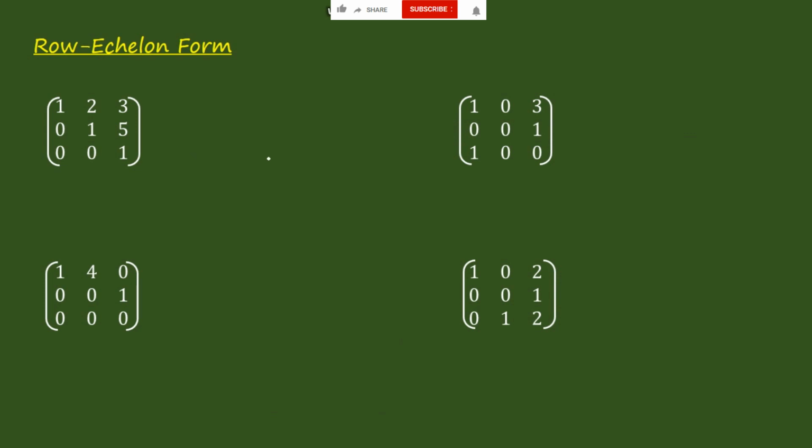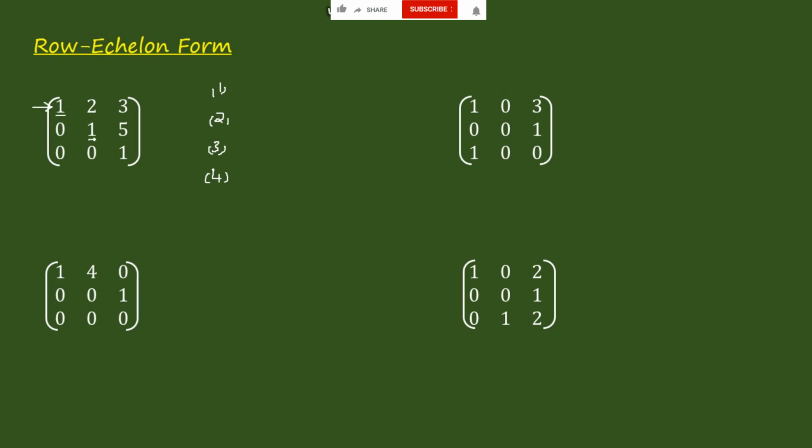Now coming to a few more examples of row echelon form. What are the conditions? There are 4 conditions. The first one is that the leading entry of a row should be 1. The second is that if a row has a leading entry, then below it should be 0. The third is that a leading entry should be to the right of the leading entry above it. And the fourth is that all the zero rows should be at the bottom, below the non-zero rows. Coming to the first one, you can see that the starting entry is a leading entry.